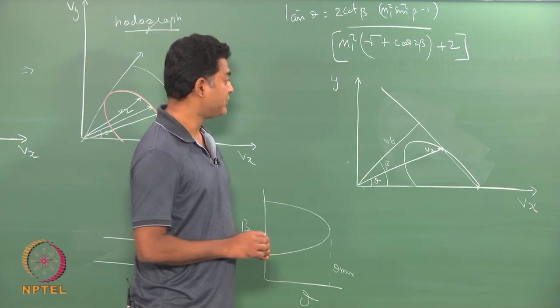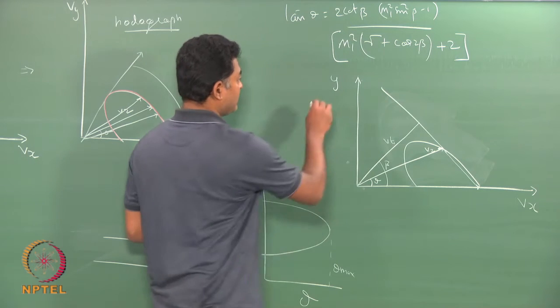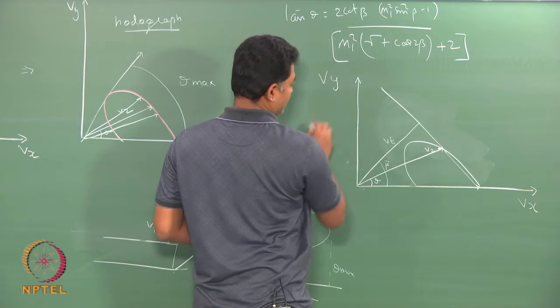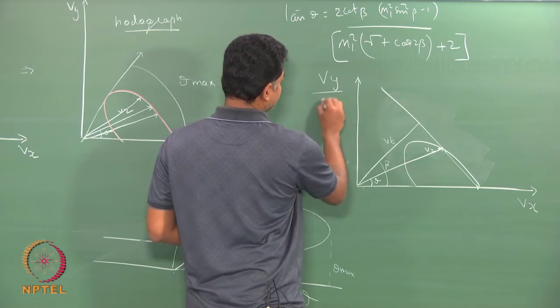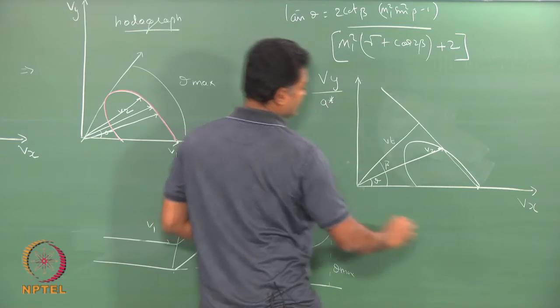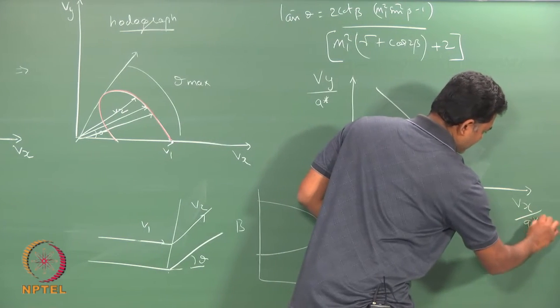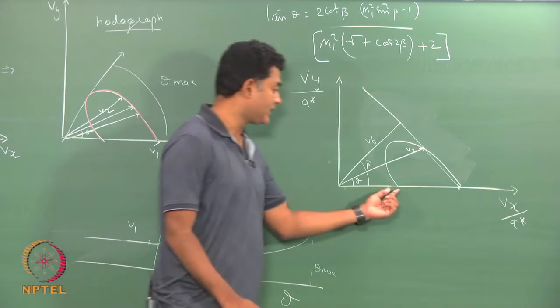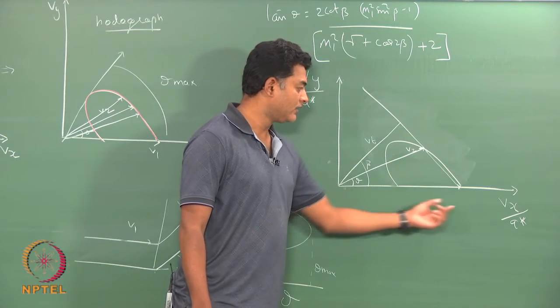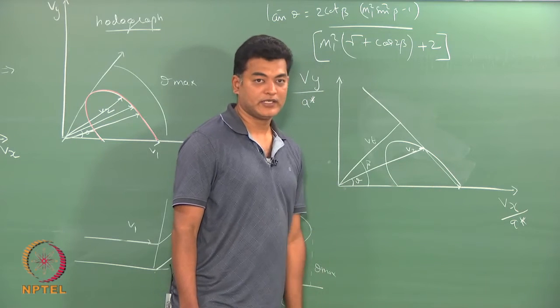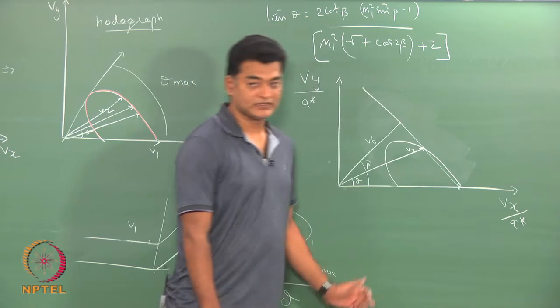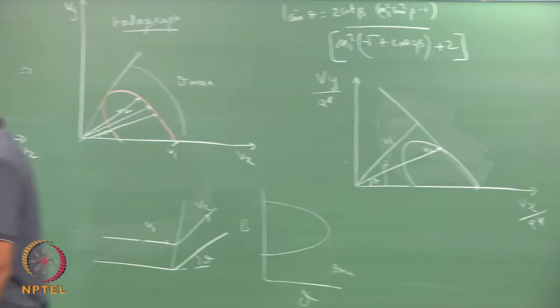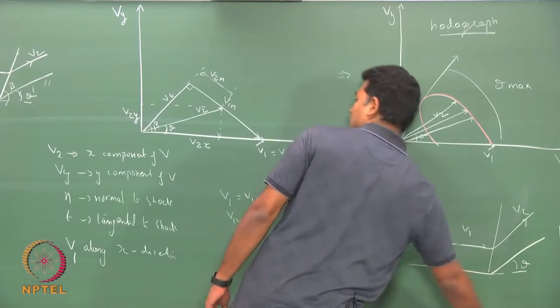Now, what I am going to do is divide, so this is my Vy, I am going to divide this by A star and this by A star. So, I will take this particular curve and divide it by A star and A star. Okay. So, I will redraw these plots.